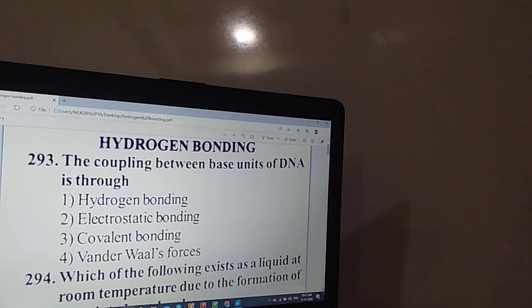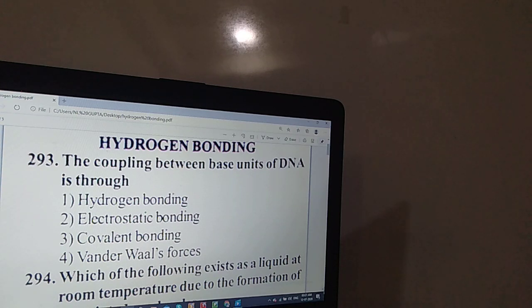Good evening, friends. One of my best students asked this problem, which is based on hydrogen bonding. One day this question came in the evening test. So let us start from question number 293.